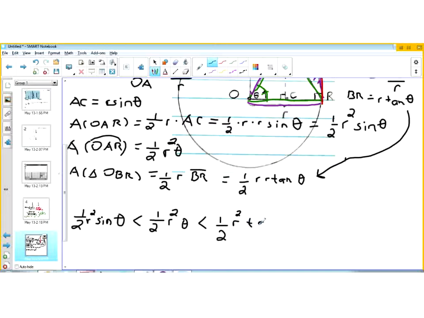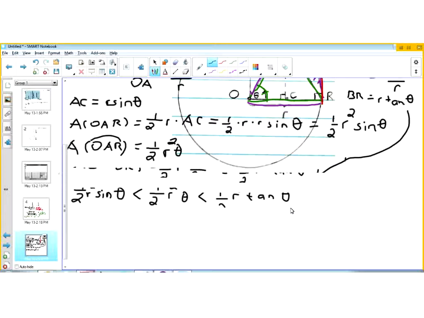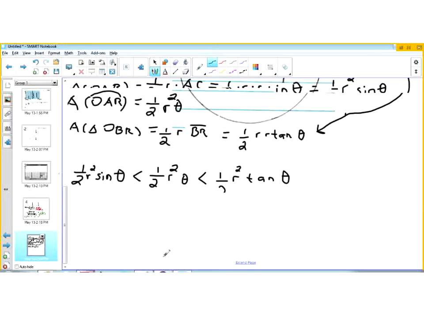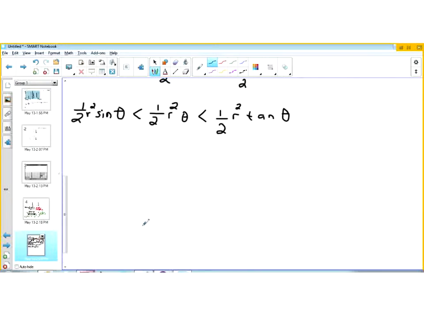Okay, now since r is not 0, we can cancel out the common terms of this inequality and still retain the inequality. So let's do that. If I cancel 1/2 r squared from each of the terms in the inequality, I'm left with sine theta is less than theta is less than tan theta. Okay, so we have this.